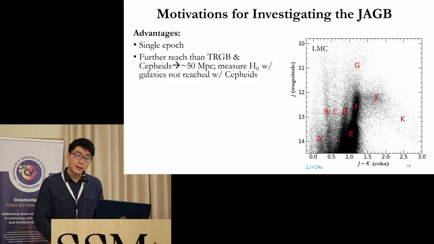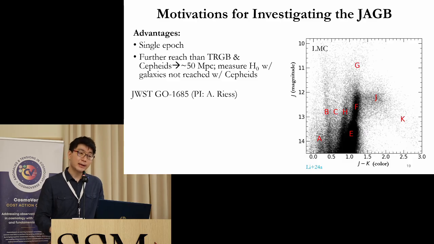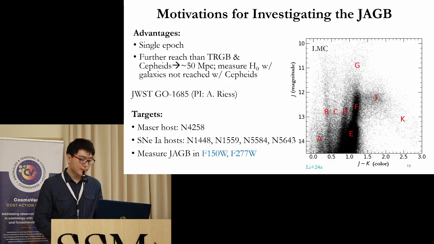Now, we can potentially reach maybe around 50 megaparsecs with the JAGB with about a 5,000 second exposure time. That allows one to double the type 1a supernova calibration set to decrease statistical uncertainties in that calibration by about 30%. But also, two, very importantly, is to measure H0 independently using galaxies not reached with Cepheids before. Now, we were able to observe this J region in our JWST program 1685 during cycle 1 led by Adam Riess, which had targeted the maser host NGC 4258, which we'll use to calibrate the intrinsic luminosities of our candle, as well as 4 galaxies that had hosted type 1a supernovae.